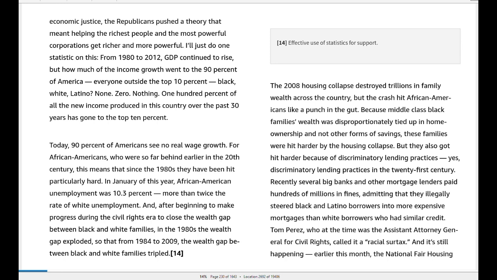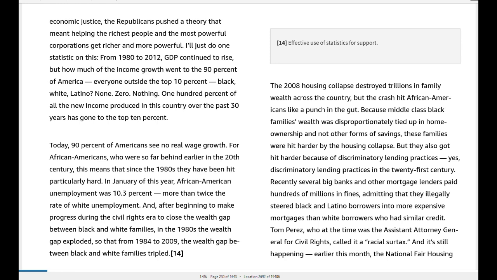From 1980 to 2012, GDP continued to rise. But how much of the income growth went to the 90% of America, everyone outside of the top percent, Black, white, and Latino? None. Zero. Nothing. 100% of the all-new income produced in this country over the past 30 years has gone to the top 10%. Today, 90% of Americans see no real wage growth.